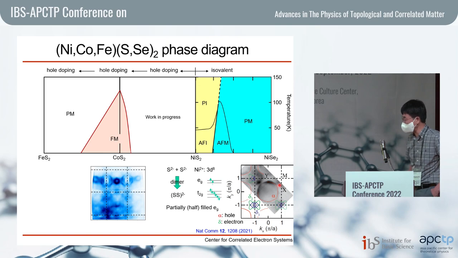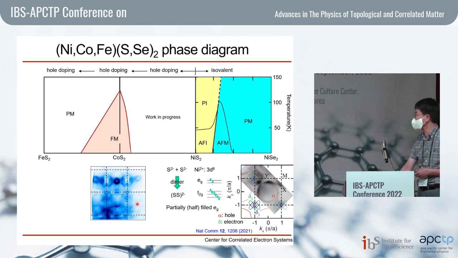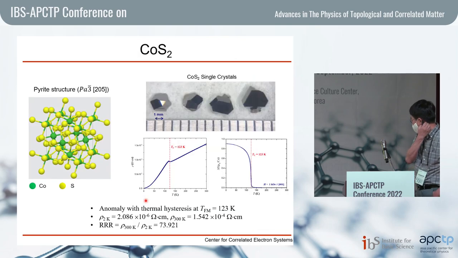However, when we took ARPES data, this shows a Fermi surface map, and it looks very complicated. So that was actually quite a surprise. So we decided to look into the electronic structure further, and we grew very nice cobalt disulfide single crystals, as you see, very large, shiny, high quality single crystals.